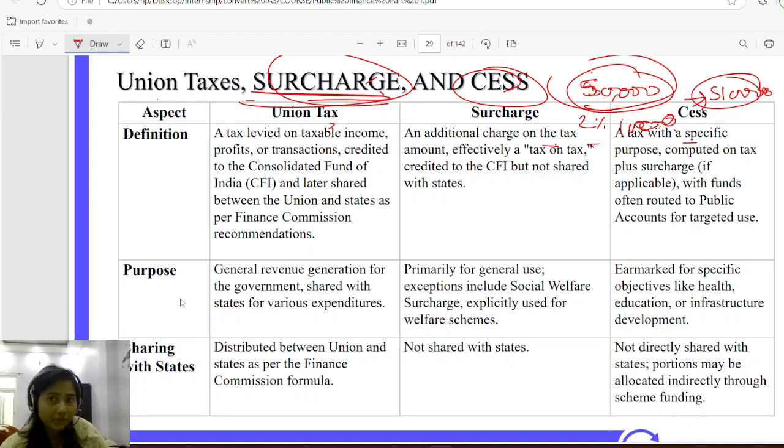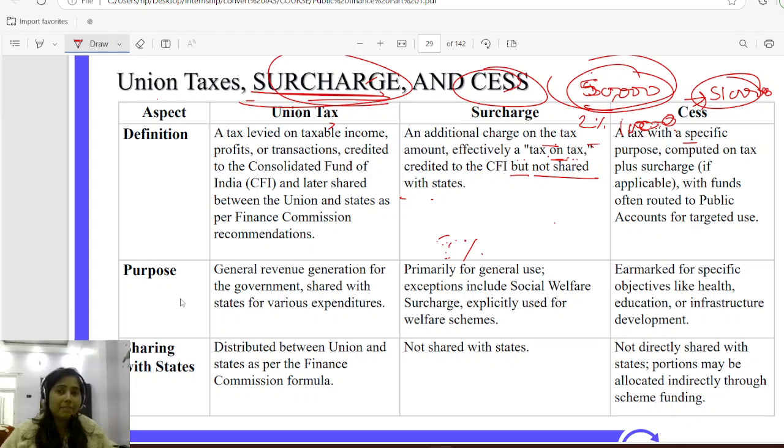So it is an additional charge on the tax amount, effectively a tax on tax, credited to the Centre but not shared with the state. I'll be discussing this again in the coming part, but for now try to understand what surcharge is and what cess is. Surcharge means tax on tax. There will be a fixed percentage on your total tax liability, and that will add into your tax liability, and you will be paying more tax. Cess means, suppose the government has put some education cess on you, 2% education cess.